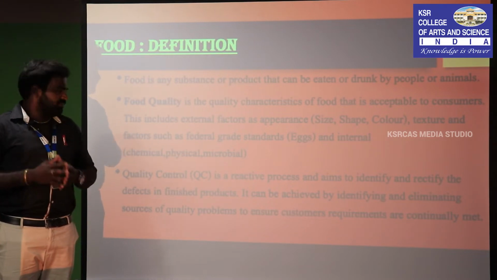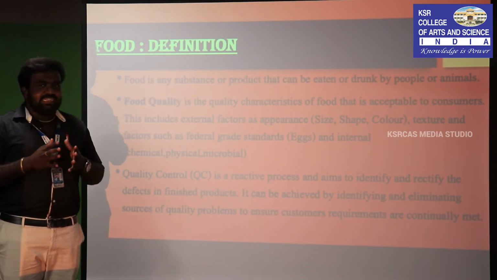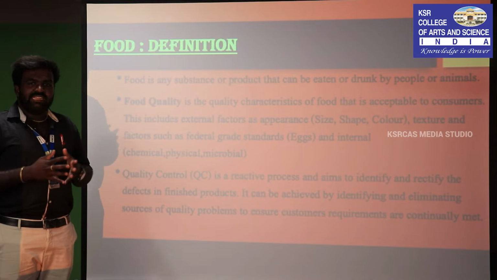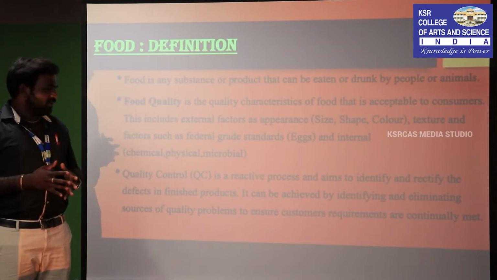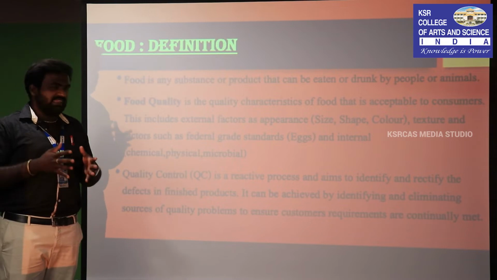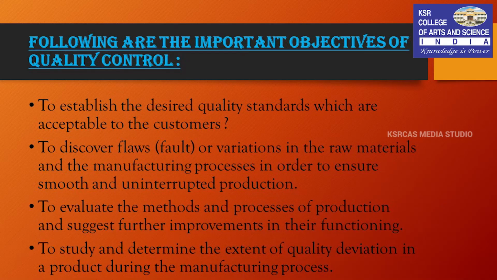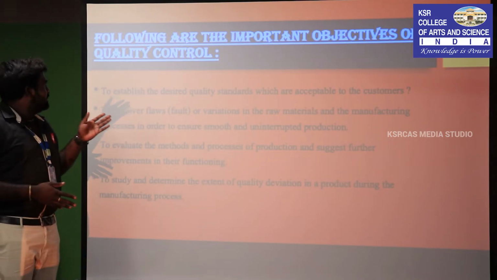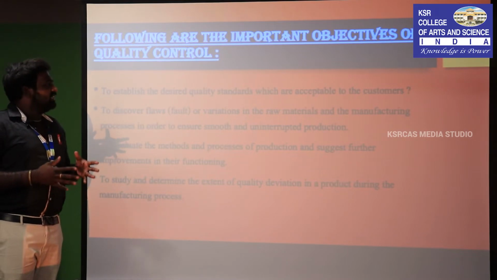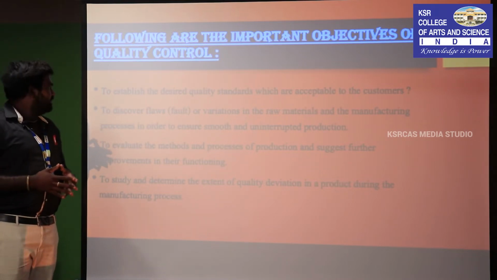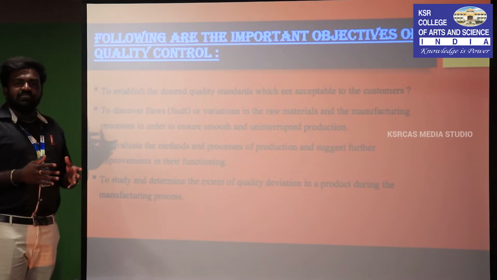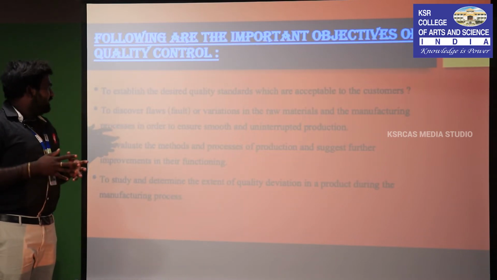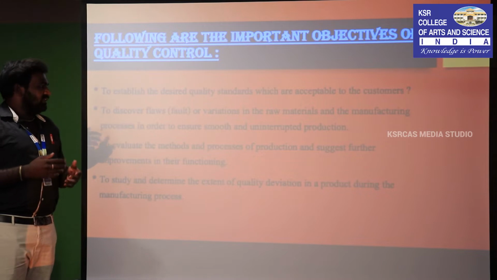Next, quality control. Quality control is QC. It is a reactive process that identifies and rectifies the quality of the products. It can be achieved by identifying and eliminating the sources of quality problems that ensure the customer's requirement. Next, the importance and objectives of food quality control. It is to establish the desired quality standards that are acceptable to the customers. Then to discover flaws, that means faults in the food or variation in the raw materials from the manufacturing, in order to have smooth and uninterrupted production.